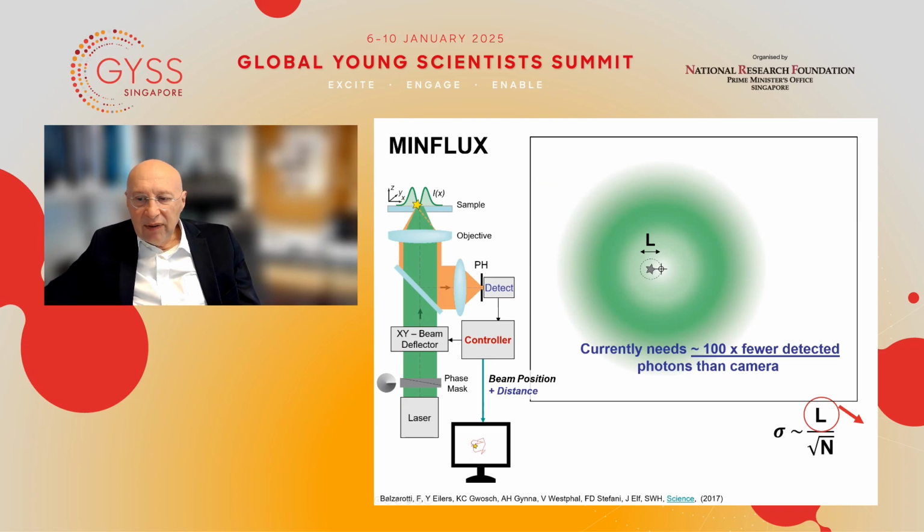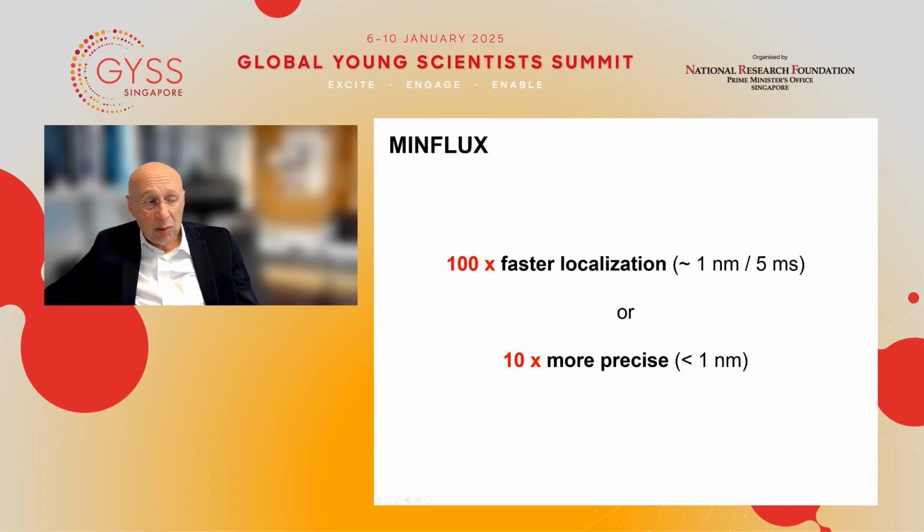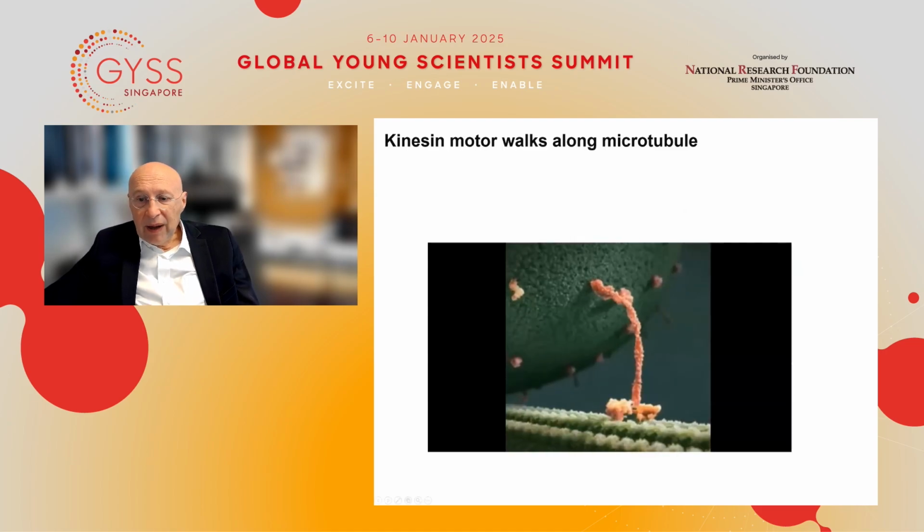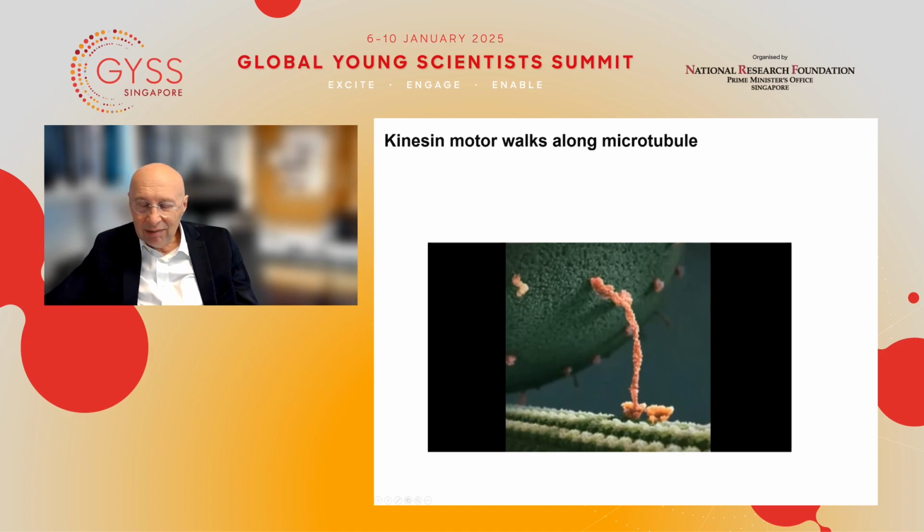Now, at this point of development, we can make L so small that we require 100 times fewer detected photons than with the camera. So we can be 100 times faster or 10 times more precise. So that's very useful because with a certain number of photons, we are 100 times faster or 10 times more precise. Now, 100 times faster is very interesting for a given precision because this allows us to address very important questions in biology, such as the movement of motor proteins.